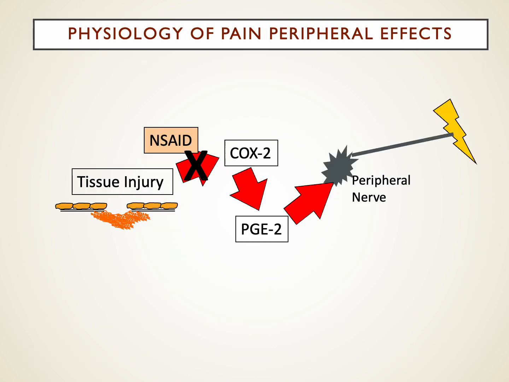So if we look at peripheral pain, typically what you'll see, the physiology of it is related to tissue injury that ultimately leads to production of cyclooxygenase 2 mediated by prostaglandins. Ultimately, that inflammation stimulates the nerve to induce a sensation of significant pain.